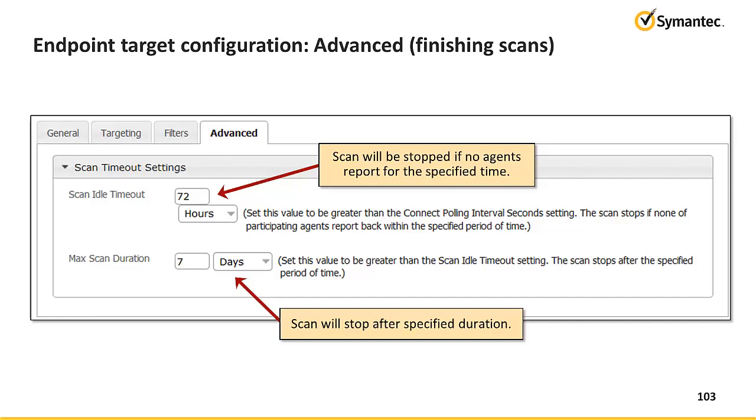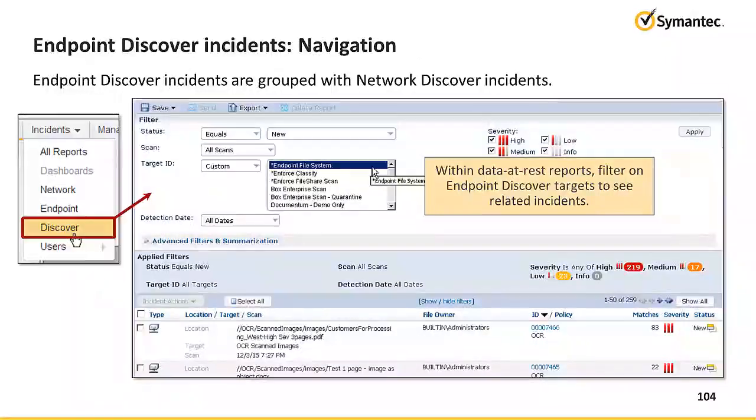You can view detailed information about each Endpoint Discover scan, including general scan information, scan statistics, recent errors, and scan activity. You can also download reports in CSV format for scan statistics, recent errors, and scan activity. To view scan details, go to Manage, Discover Scanning, Scan History, select the scan, and then click the link in the Scan Status column. Endpoint Discover incidents are grouped with Network Discover incidents in the Enforce reporting UI.